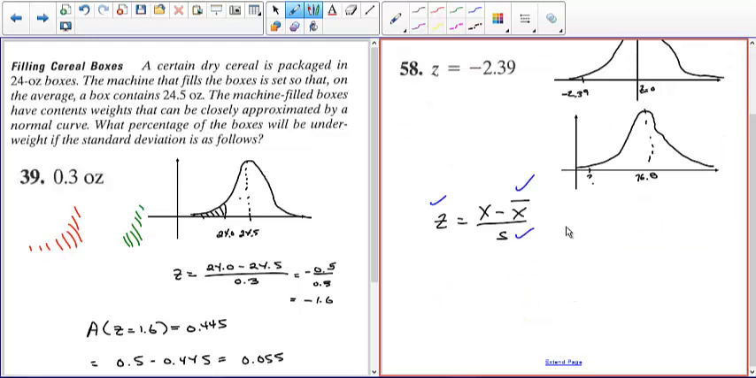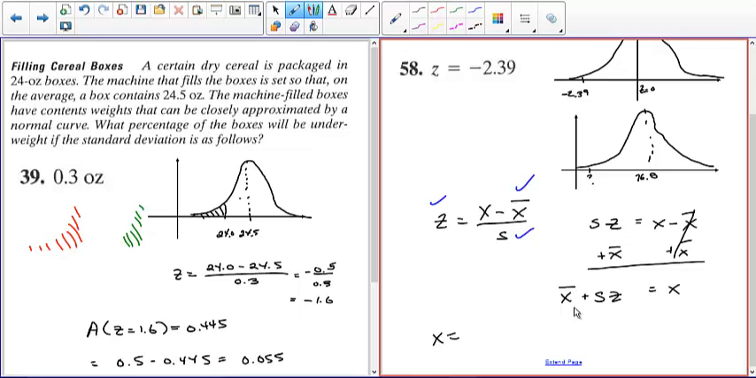You can use the solved equation instead of having to plug the numbers in. The way you do this algebraically, because there are no numbers, they're all variables, is we would multiply both sides by s. So you'd get s times z is equal to x minus x mean. And then you would add x mean to both sides. These would cancel out, and you would solve for x. On the left-hand side, you'd have the mean plus s times z. So that's all we have to do.